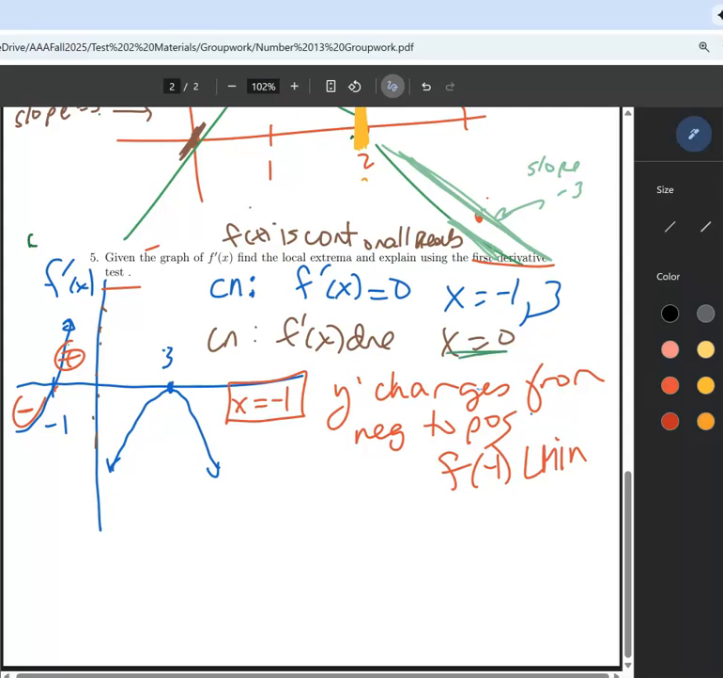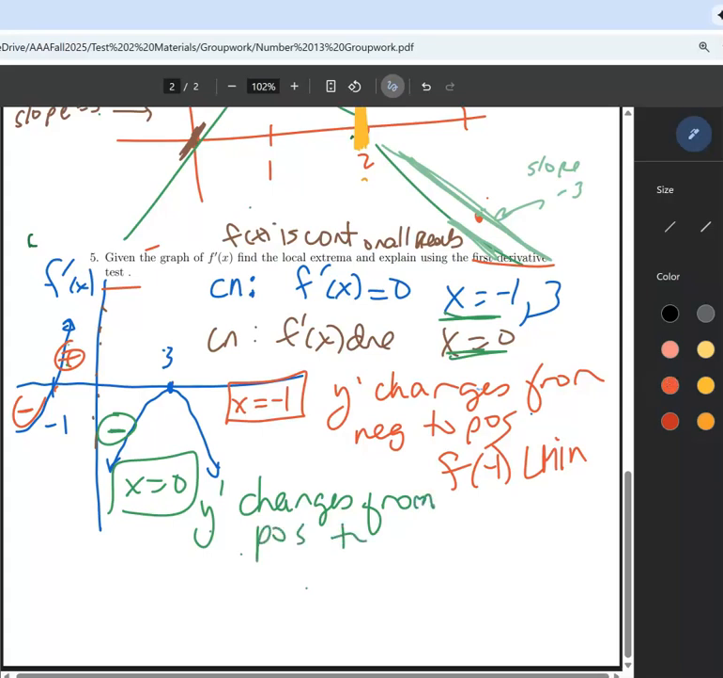Okay, let's look at x equals 0. So we did x equal -1. Let's look at x equals 0. So x equals 0. What's happening here? Before x equals 0, the derivative is positive. After x equals 0, the derivative is negative. So at x equals 0, I see that y prime changes from positive to negative. So that must mean f of 0 is a local max.